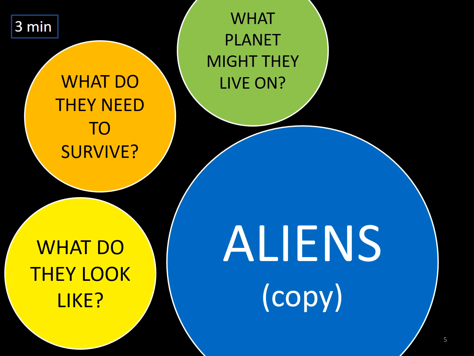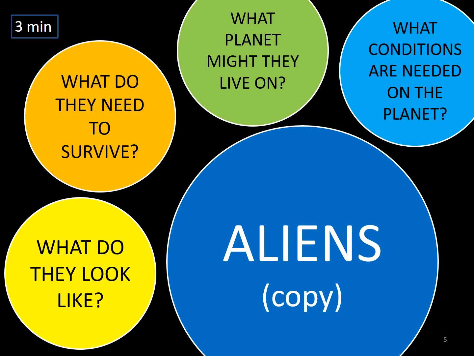And then the next question that I might ask is, what planet might they live on? What might the planet be like where I might find these aliens? And then for the final question, we're going to ask what conditions are needed on that planet. Okay, so these are some of the things that you might consider if someone asks you whether aliens exist, and if they do, where can you find them and what might they look like if you find them.